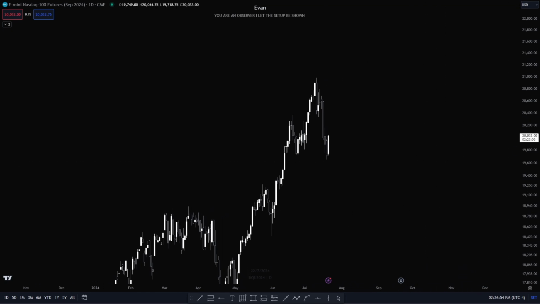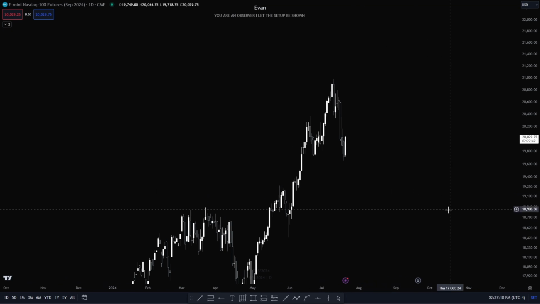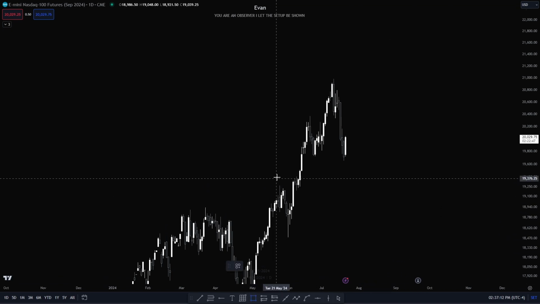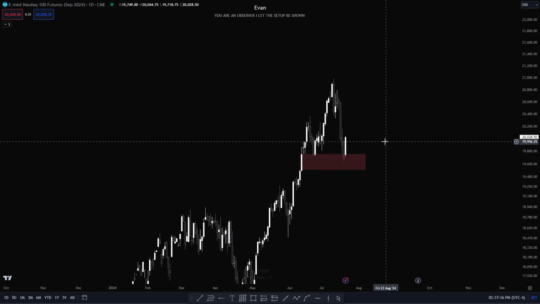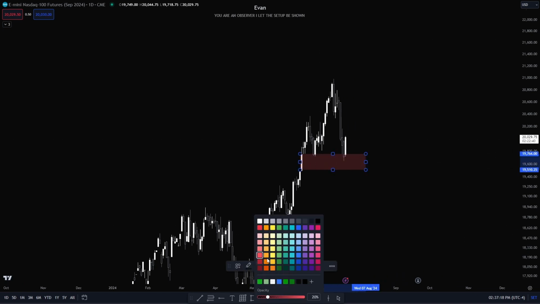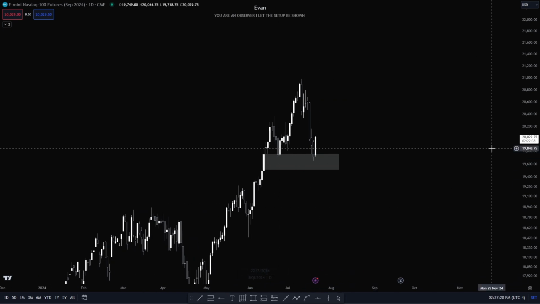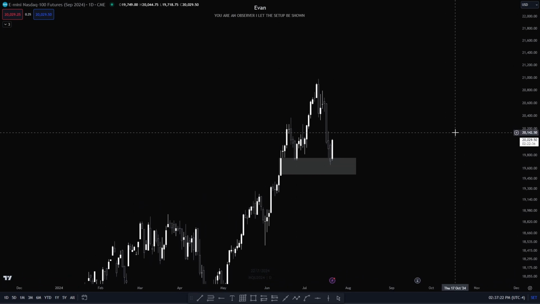So my A plus entry checklist. What do I look for in an A plus setup? Well, my checklist begins at identifying the higher time frame model, or in other words, identifying my bias for the day. Starting out on the daily right here, it's Monday, July 22nd. The market's still open.